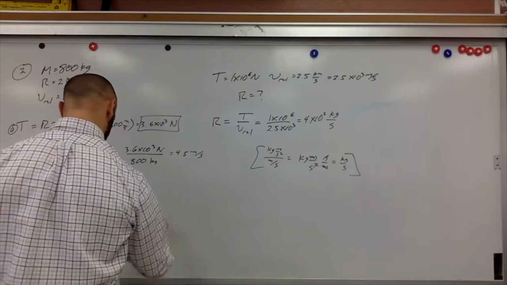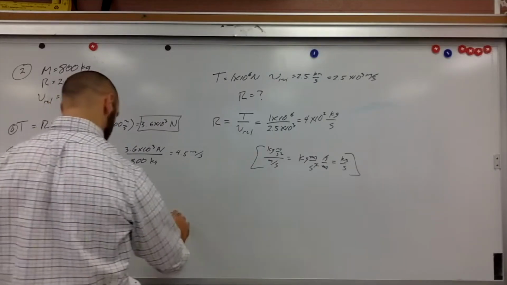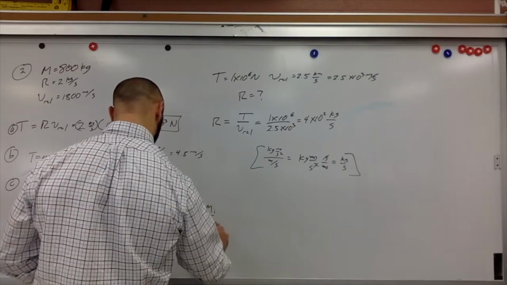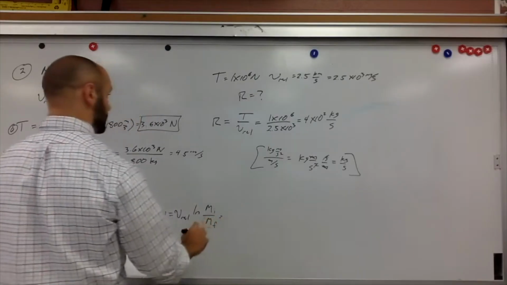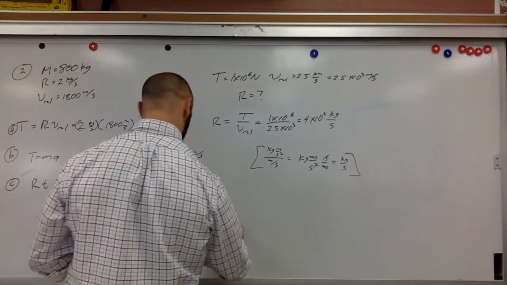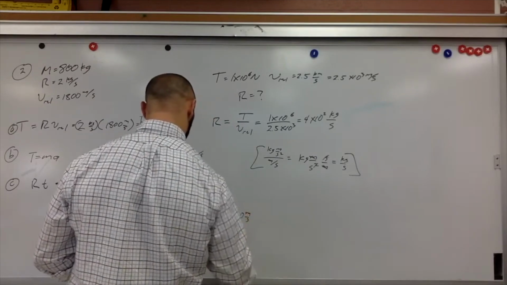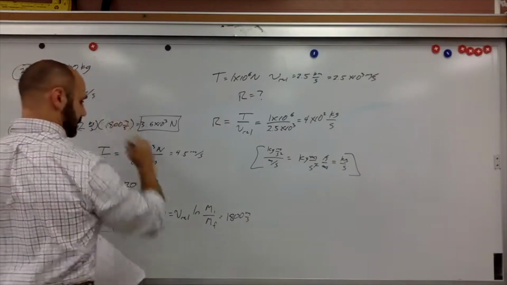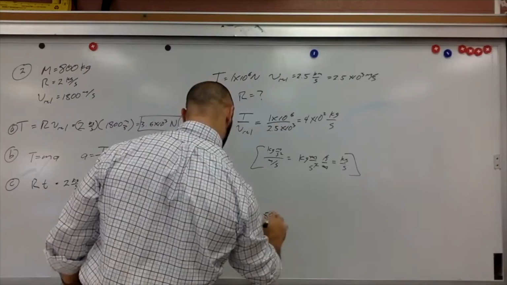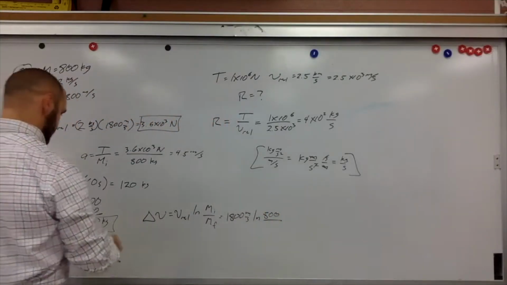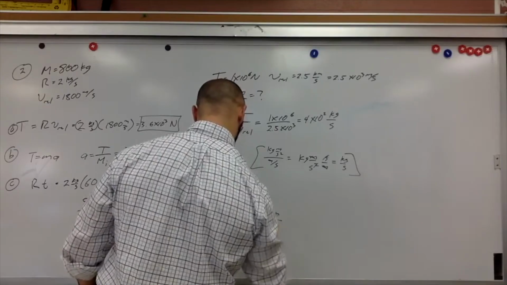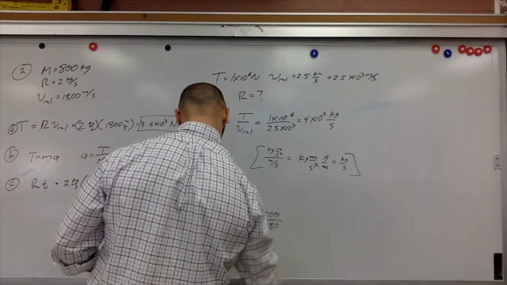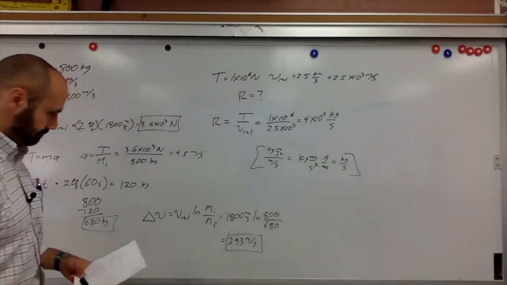And then part D, we want to know the change in velocity. So now we're using this natural log equation. So delta V equals V rel natural log mi over mf. V rel we said was 1,800 meters per second. And then the initial mass is what we had before, 800 kilograms. And then we're ending with 680 kilograms. Calculate that, you get about 293 meters per second.